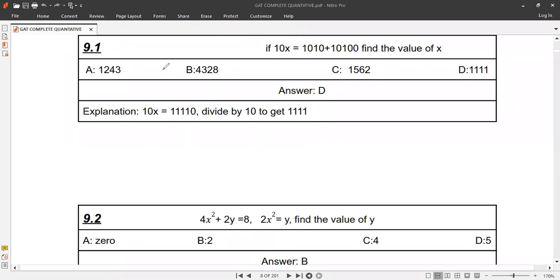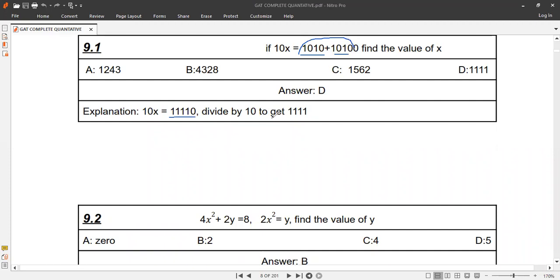If 10x equals 1010 plus 10,100, find the value of x. This is a very easy question because the first step we add these two numbers by a long addition. Then you will find it is 10,000. I'm sorry, 11,110. Then we divide by 10.